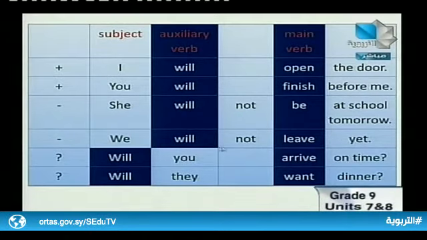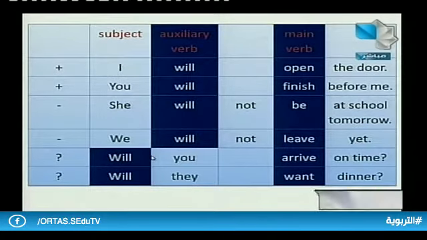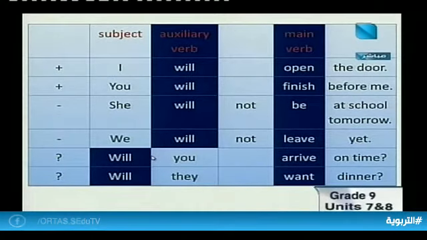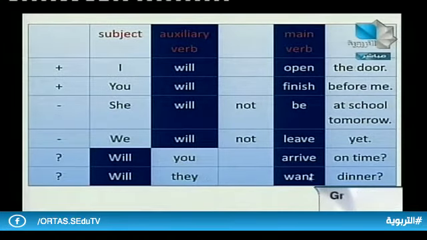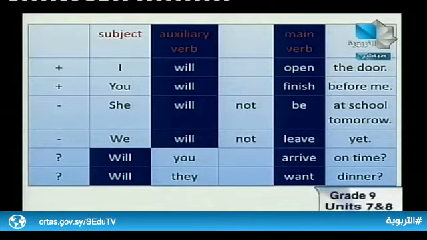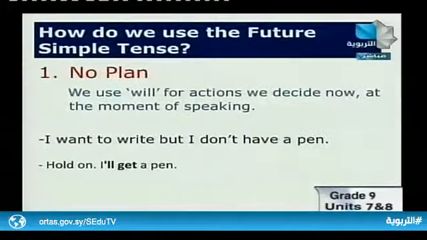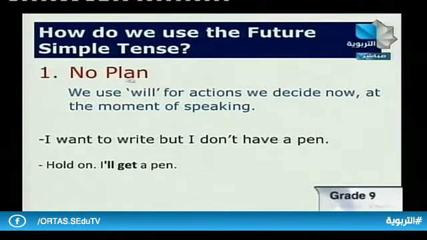In the question form, we start with the auxiliary. For example, will you arrive on time? Will they want dinner? So this is the first form, using will. And why do we use this form? To tell our plans for the future.